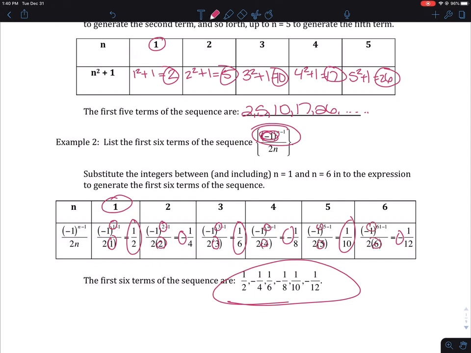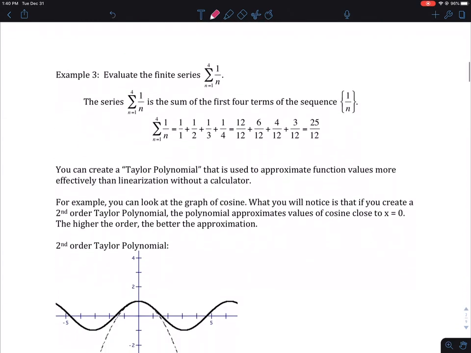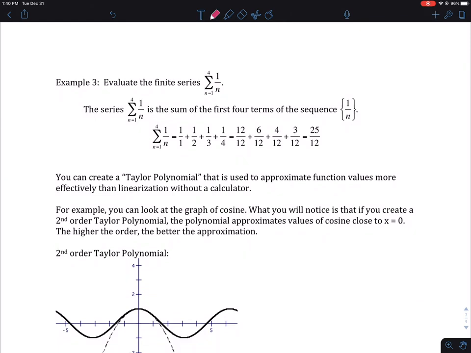Okay, so now let's look at what we call a finite series. A finite series means that I have some sort of end up here. With this series, I'm going to start at n equals 1 and go all the way to n equals 4. So I plug in 1 first for my n, then 2, then 3, then 4. Then I'm going to stop.